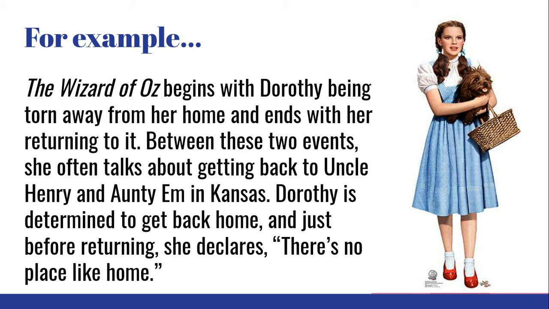For example, The Wizard of Oz begins with Dorothy being torn away from her home and ends with her returning to it. Between these two events, she often talks about getting back to Uncle Henry and Auntie Em in Kansas. Dorothy is determined to get back home, and just before returning, she declares there's no place like home.